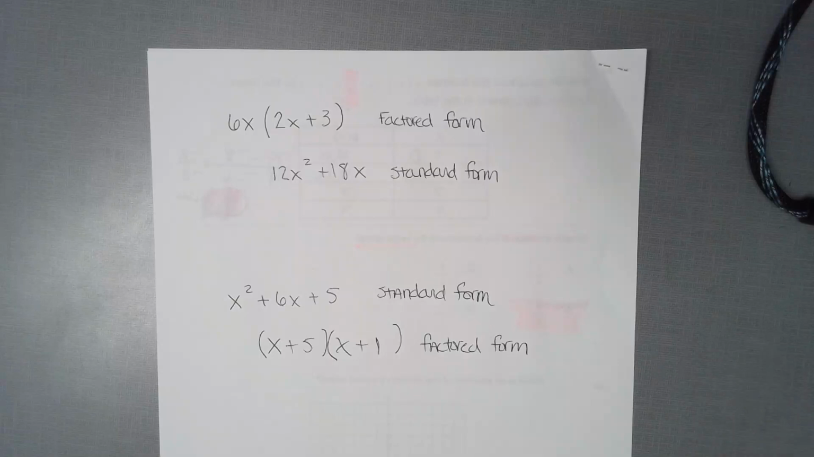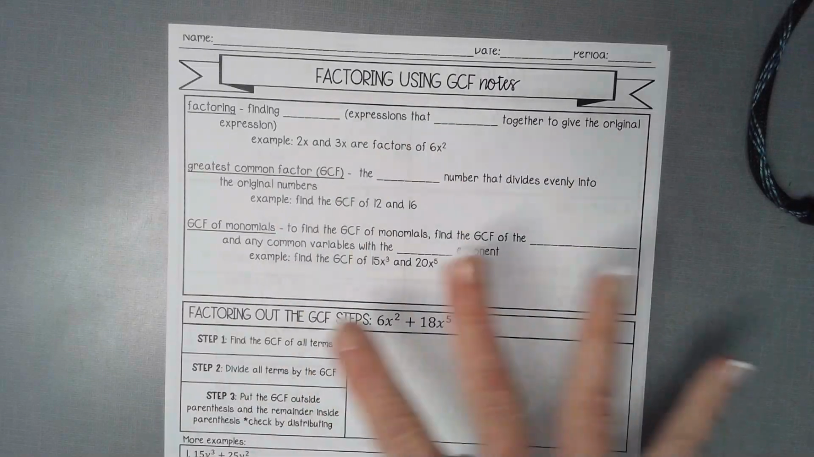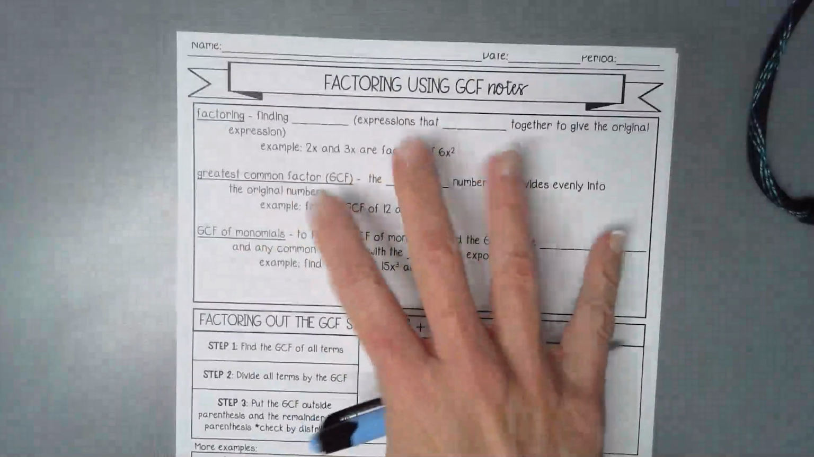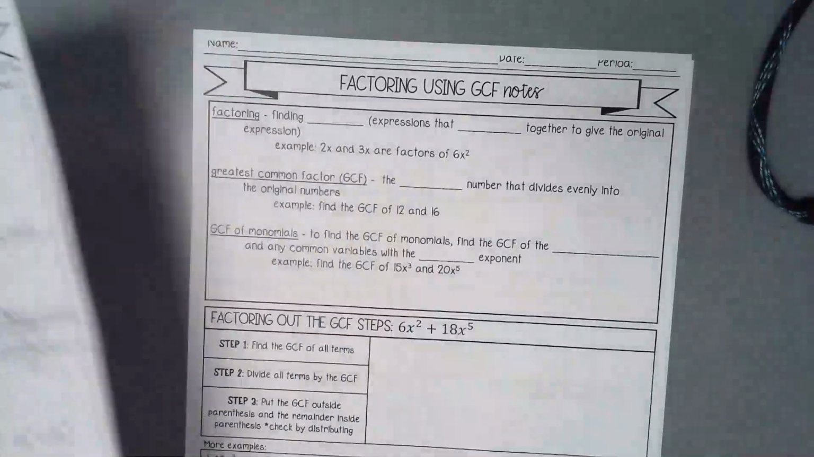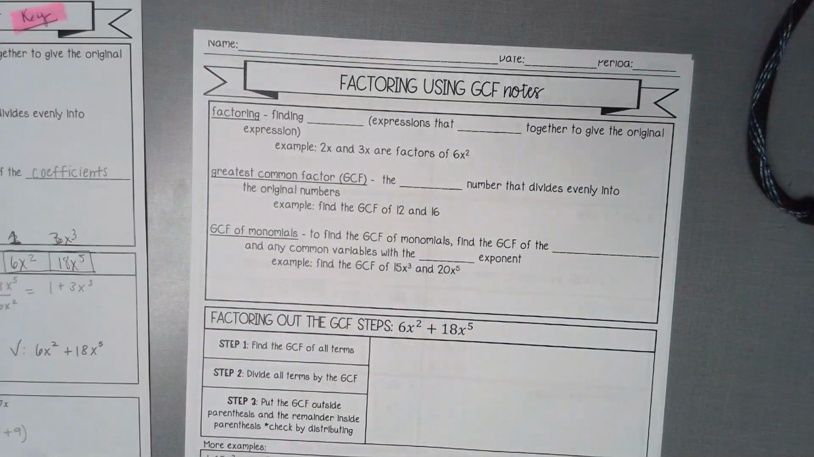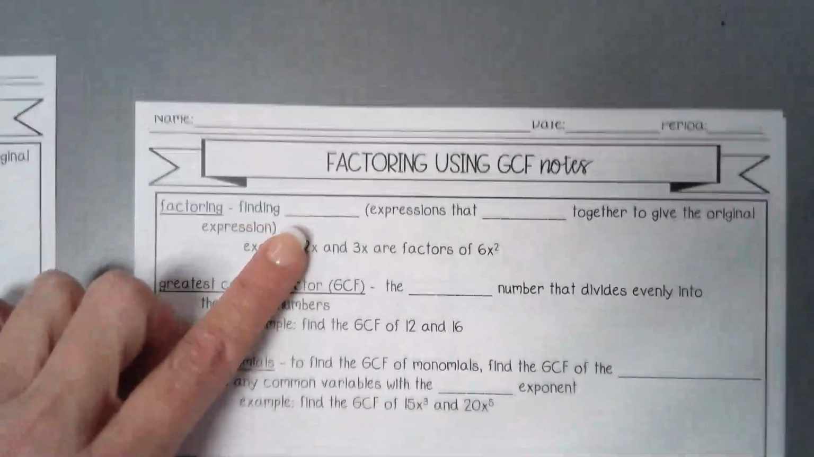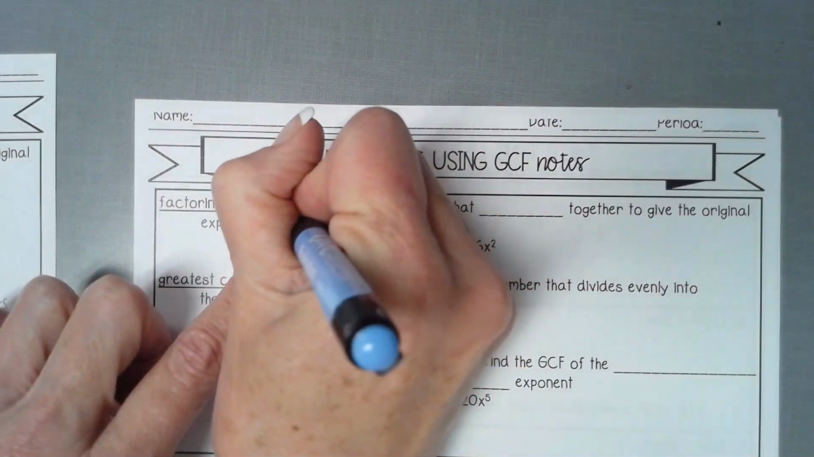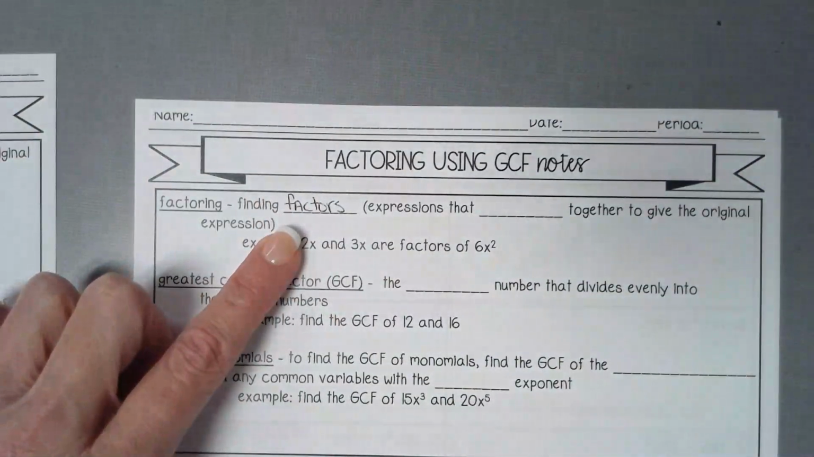All right, so with that in mind, we've got to talk about factors. So that's why you got this sheet, and when we get done, maybe tomorrow or something, we'll figure out a place to glue this down. I'm not sure yet where I want it to go. So notice the title says factoring, using the greatest common factor method. So basically, we are finding factors.